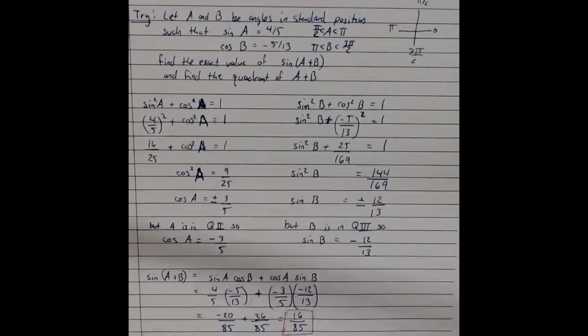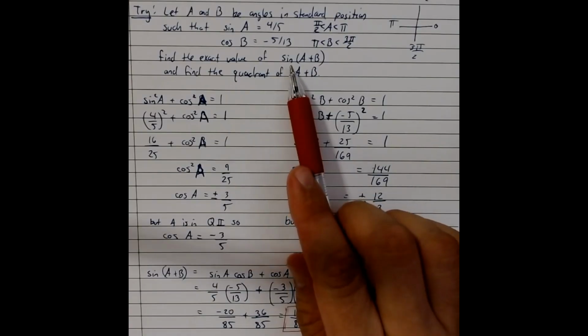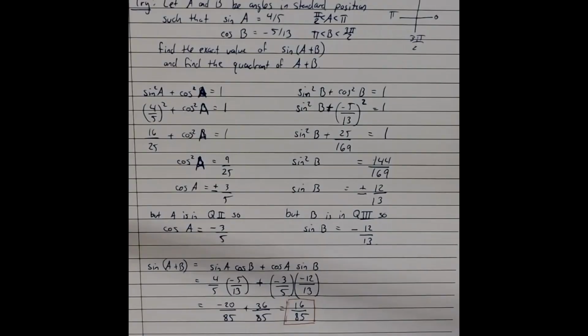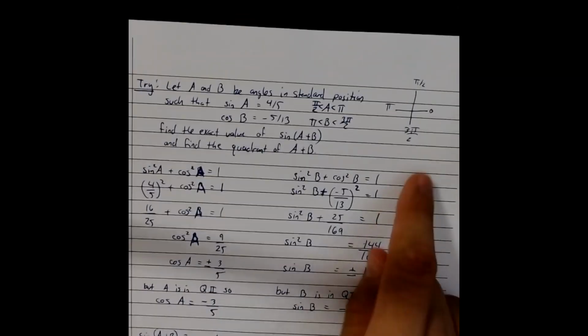Okay. Now remember, there was a follow-up question. We were told, okay, find the exact value of the sine of A plus B. Okay, we found that. And then the other question was to find the quadrant of A plus B. Okay, well, let's see. We know that the sine of A plus B is 16 over 85, which is a positive number. Okay, well, in what quadrant is the sine of an angle positive? Well, there's two of them. Sine of an angle is positive either in the first quadrant or in the second quadrant.